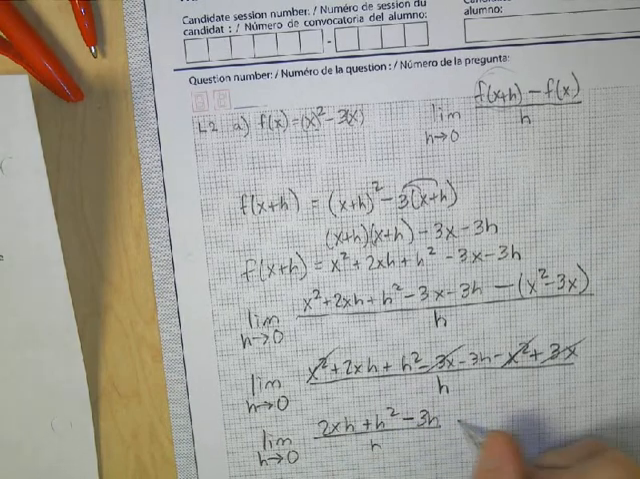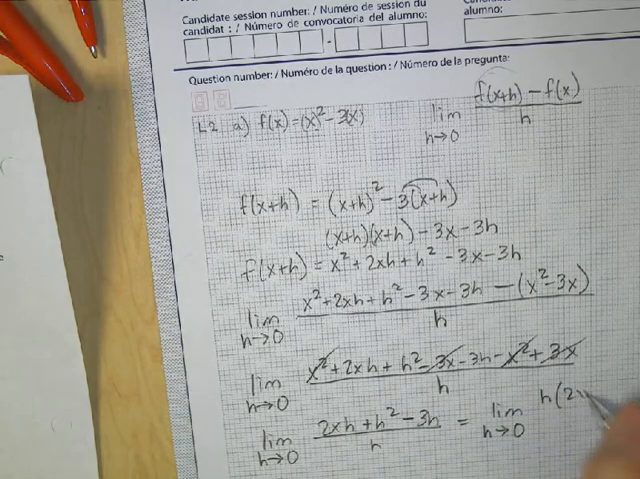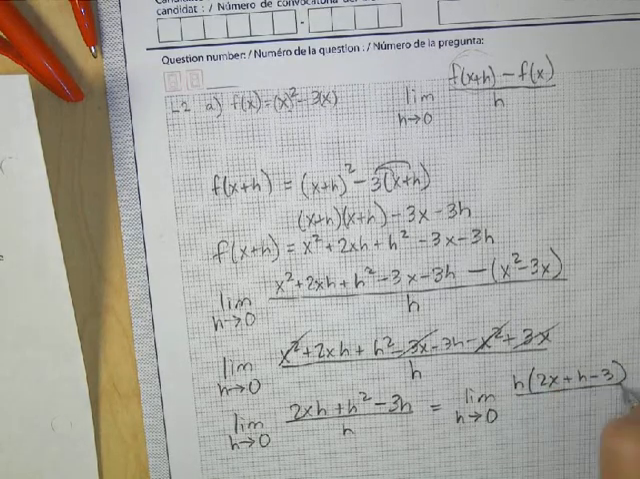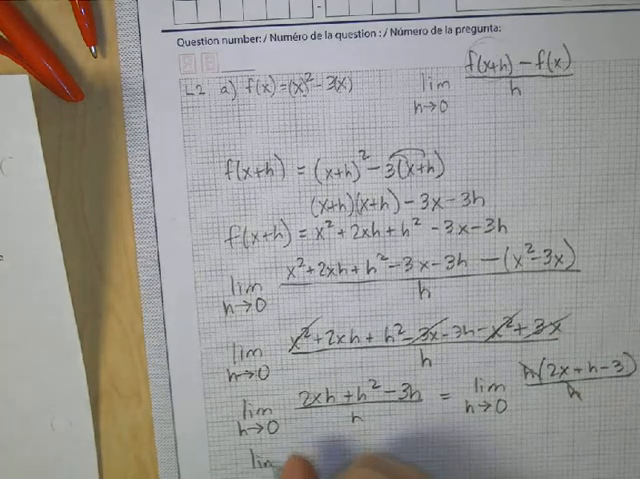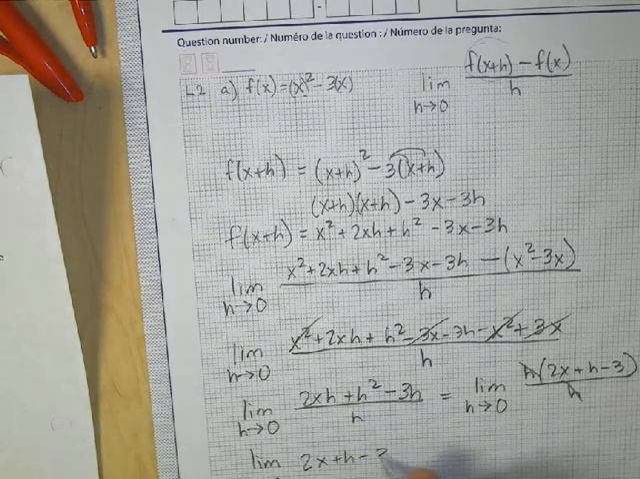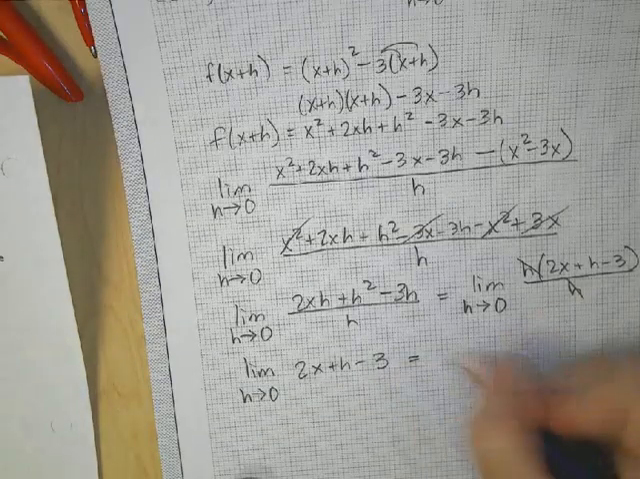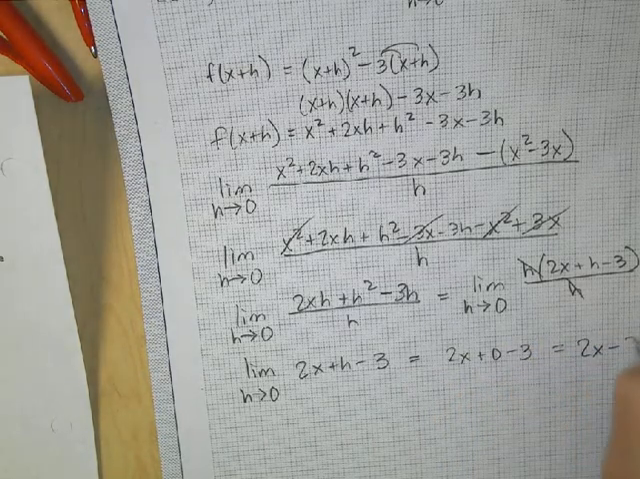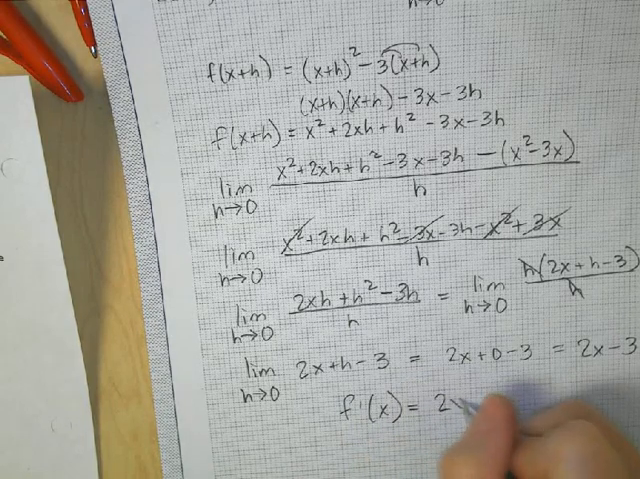I can now factorize that. I bring out my h, I'm left with 2x plus h minus 3. I can reduce my h's. I have 2x plus h minus 3. Now I can just substitute in 0 for my h, and I'm left with 2x plus 0 minus 3, which gives me 2x minus 3. So f prime of x is equal to 2x minus 3.